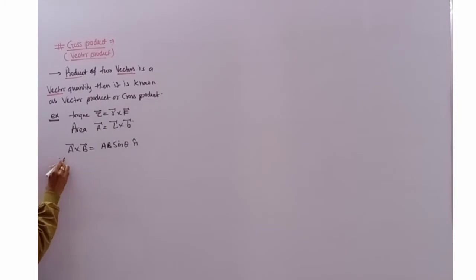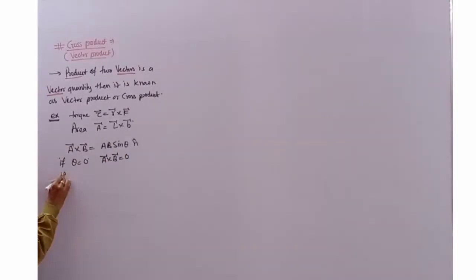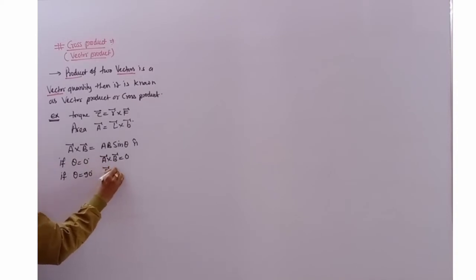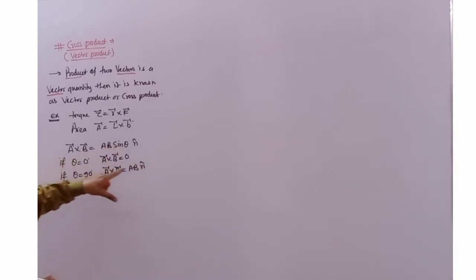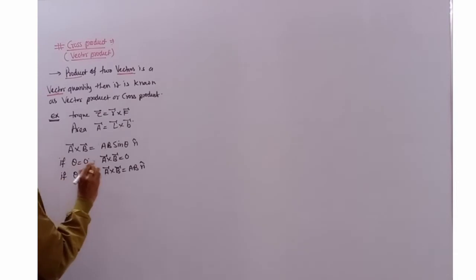Listen, if theta is equal to 0, then A vector cross B vector will be 0. If theta is equal to 90, then A vector cross B vector is equal to AB n cap. Here sin 0 was 0, here sin 90 is 1, so AB n cap will be there. A vector cross B vector is equal to AB n cap. This is about the cross product of two vectors.